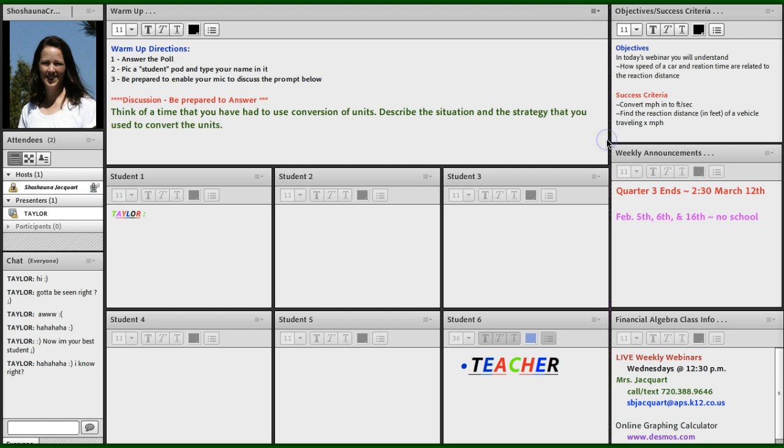Now we're going to focus on this: think of a time that you have had to use conversion of units, and describe the situation and the strategy you used to convert the units. Why don't you think about that? I'm going to give you 30 seconds to think and pause, and then you can start writing. I'm going to start writing an experience in one of the student pods.